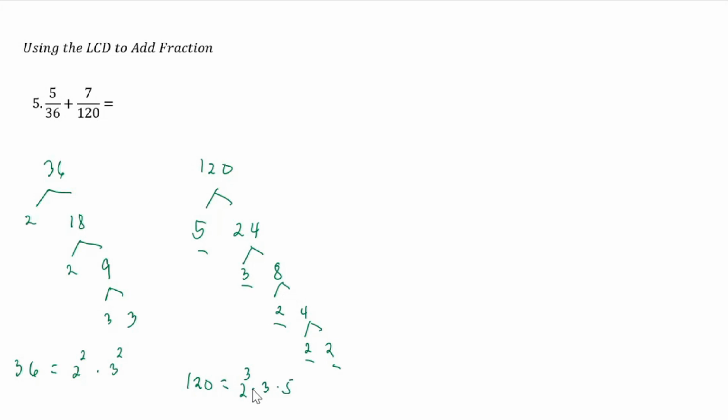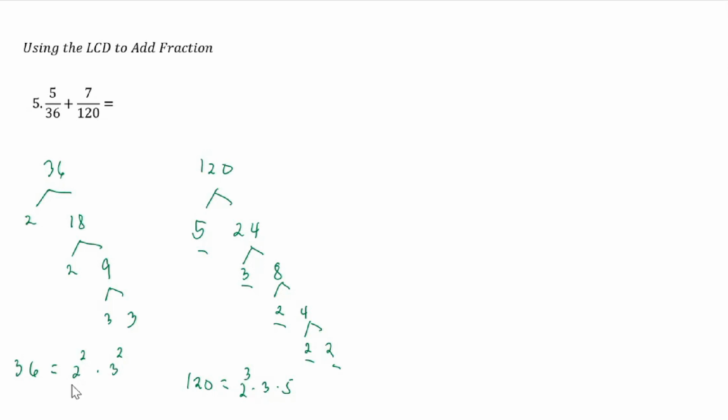If we're going to multiply that one, 2 to the third power is 8. 8 times 3 times 5 equals 120. Now, in this case, we are going to find the LCD by forming the product of all the prime factors that occur in this factorization. So we are going to use the highest power of each prime factor. What are the highest powers of each prime factor?